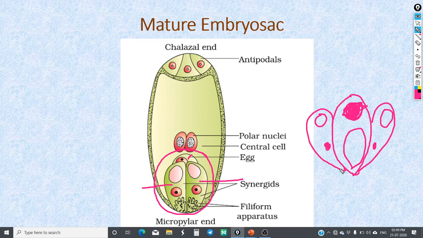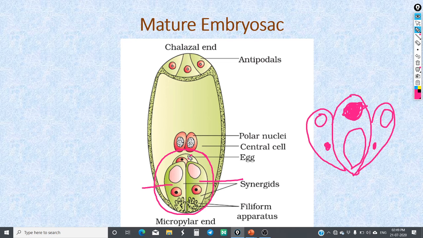Presence of the filiform apparatus and presence of the nucleus towards the micropylar end with a big vacuole towards the chalazal end. These are synergids and this is the egg cell. And what is the function of the synergids? They help the pollen tube to enter the embryo sac. Okay, and what happens to the egg cell after fertilization? The pollen tube carries two male gametes.